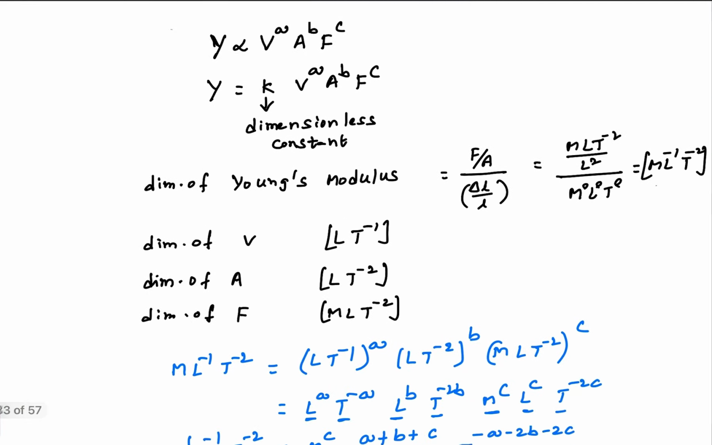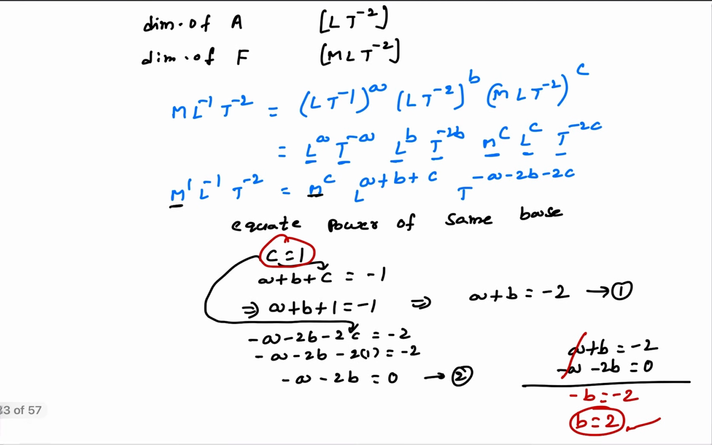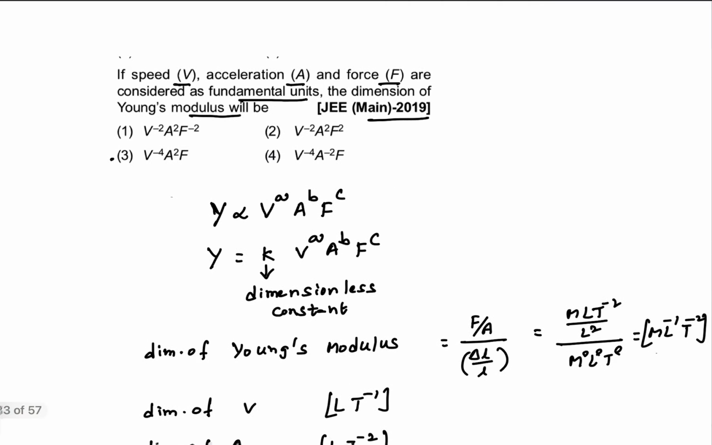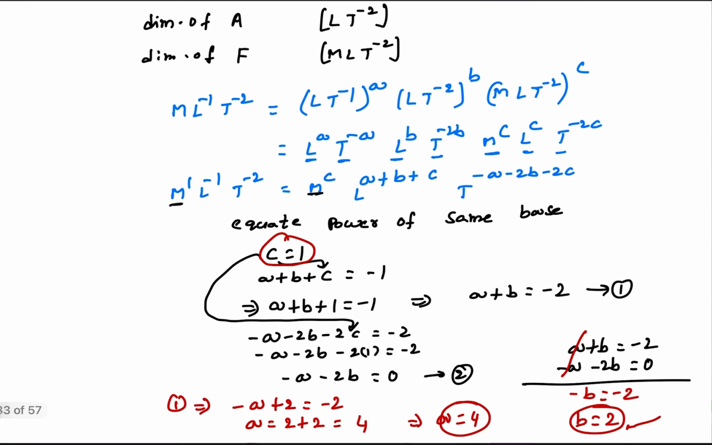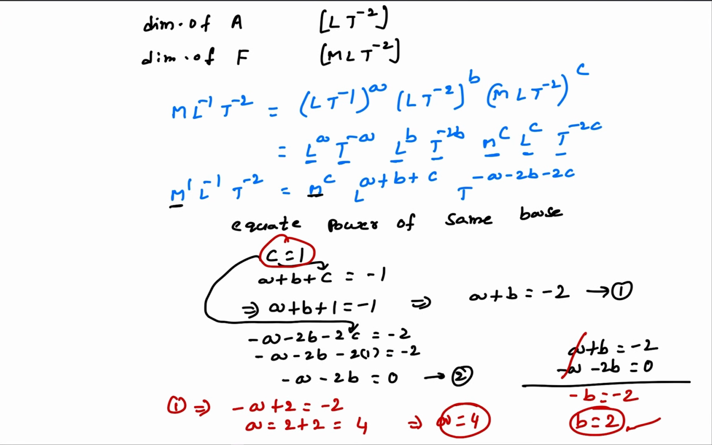We have got c = 1 and b = 2, and you have to find the a value also. Substitute in the first or second equation. First equation implies -a + 2 = -2. You can get a = 2 + 2, which is 4. So finally I get a = 4, and according to our relation, Y is proportional to v to the power of 4.